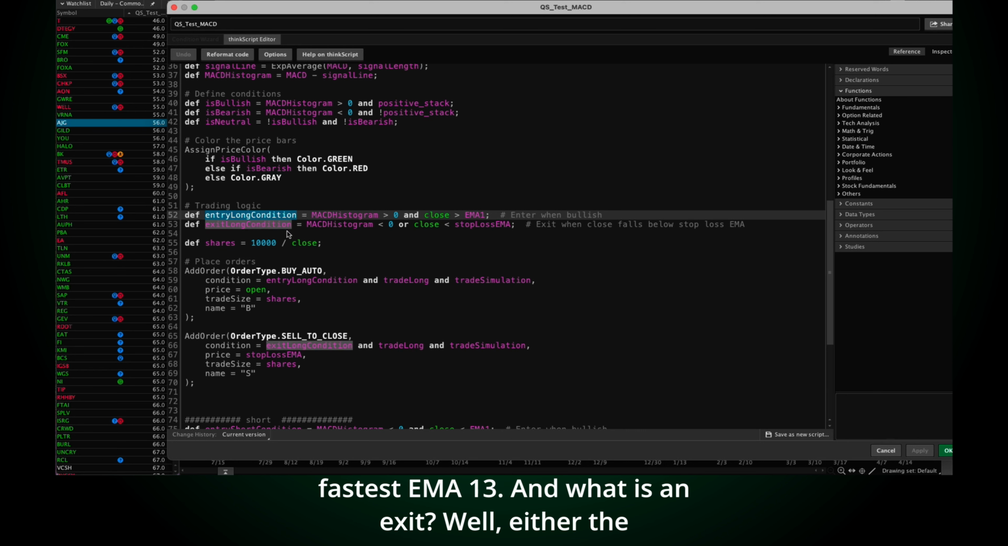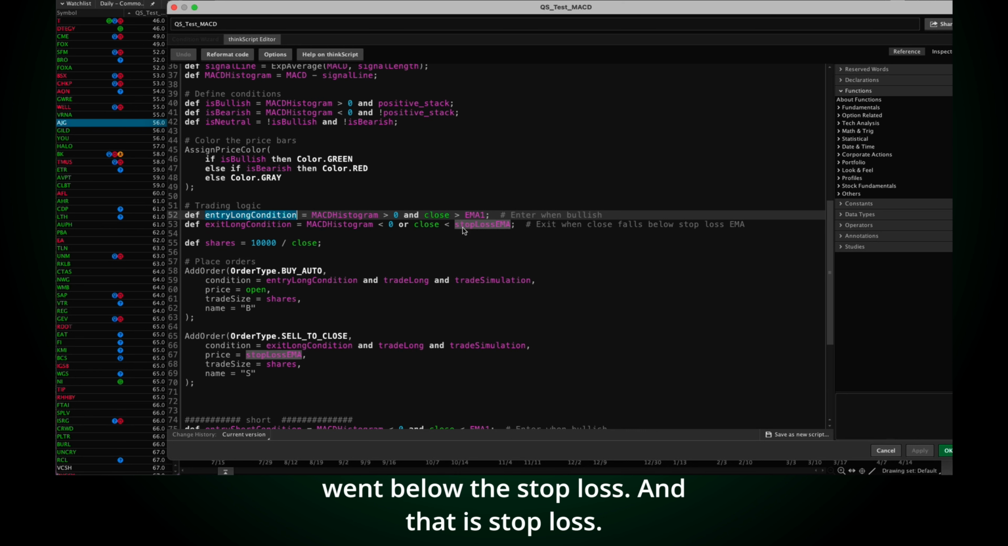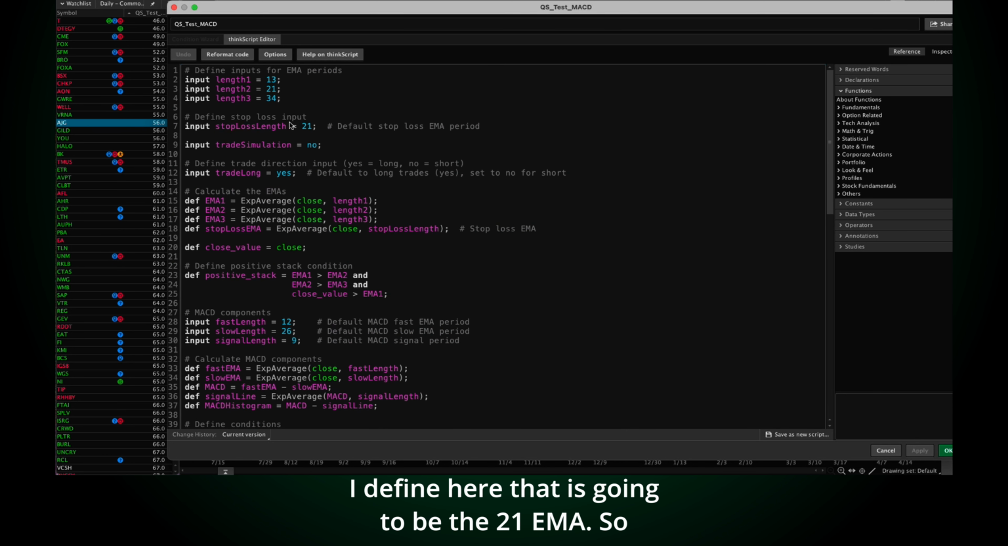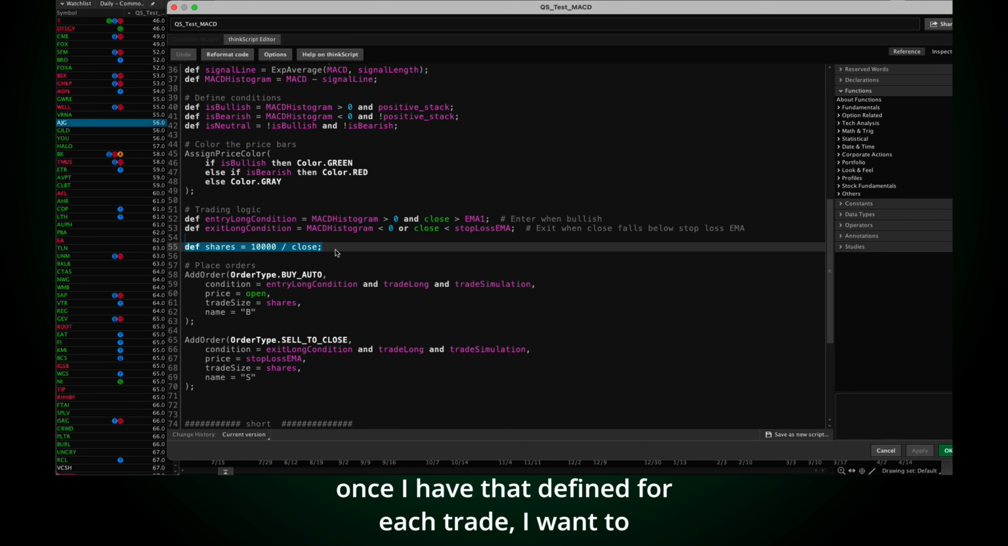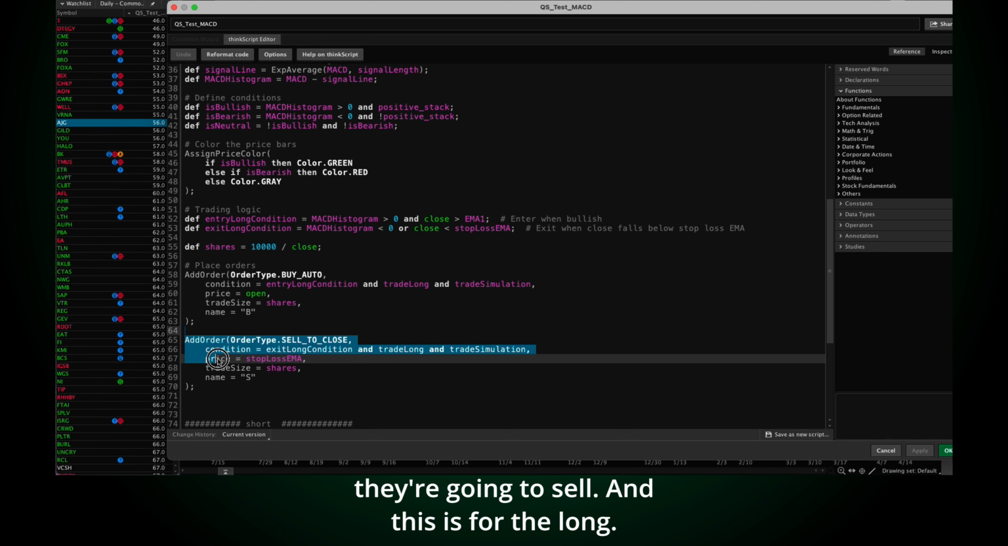And what is an exit? Well, either the histogram is below 0 or the closing price of the stock went below the stop loss. And that stop loss, I define it here, is going to be the 21 EMA. So once I have that defined, for each trade, I want to trade, let's say, 10,000 all the time, right? So it's equal. Each trade is based on the same amount of money. And if I have an entry, I'm going to buy. If I have an exit, I'm going to sell.